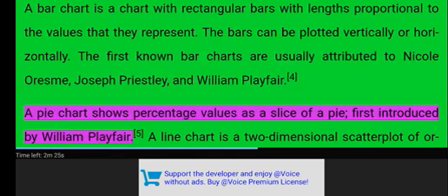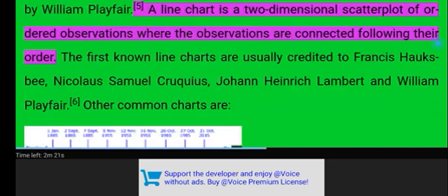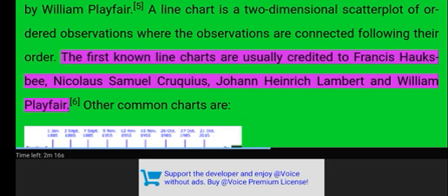A pie chart shows percentage values as a slice of a pie, first introduced by William Playfair. A line chart is a two-dimensional scatterplot of ordered observations where the observations are connected following their order. The first known line charts are usually credited to Francis Hauksbee, Nicolaus Samuel Cruquius, Johann Heinrich Lambert, and William Playfair.